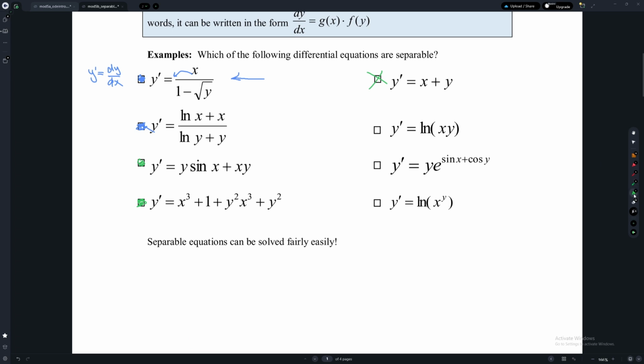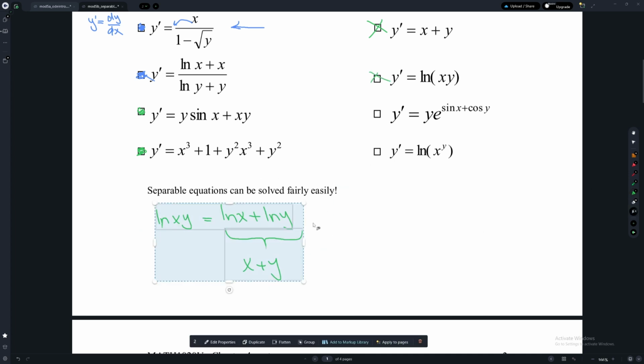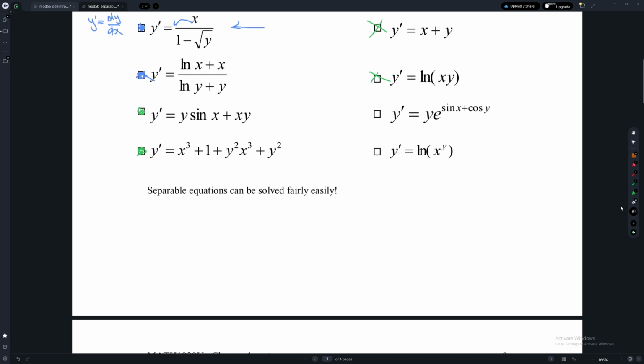Next one, ln of x. This has an identity, ln. So ln of x, y is equivalent to ln of x plus ln of y. And this is actually the same as x plus y. I'm not saying it's the same value, I'm saying it's the same idea. So you see, you can't really separate them, just like before. And so that's also a no. You cannot do it. There you go.